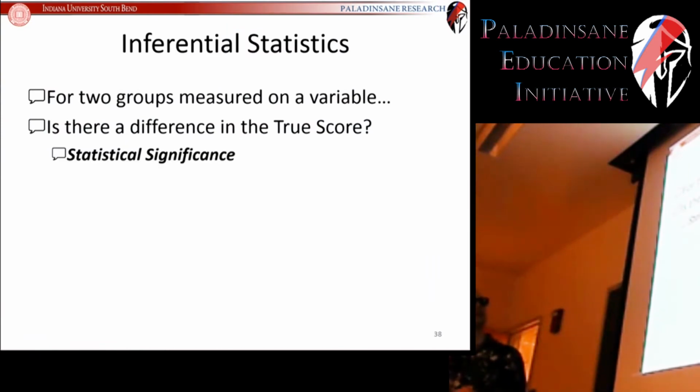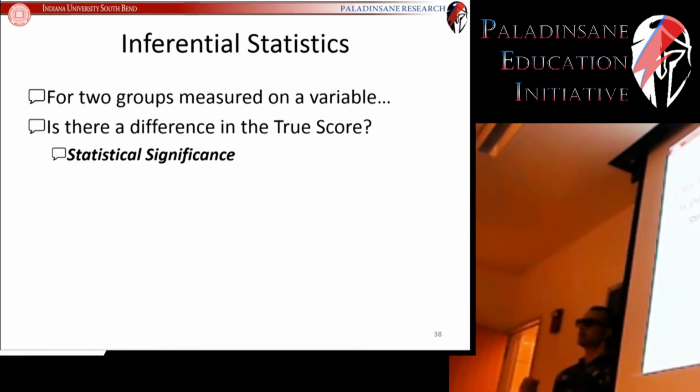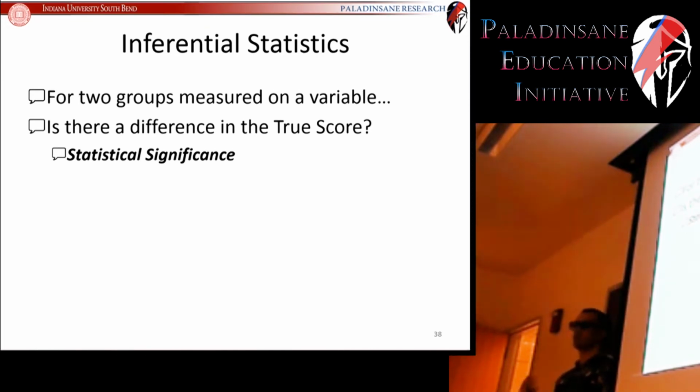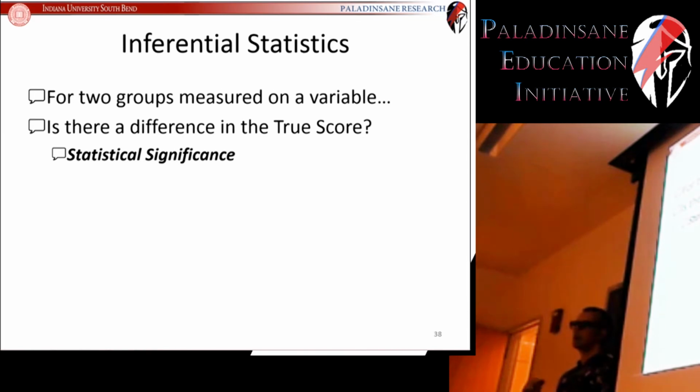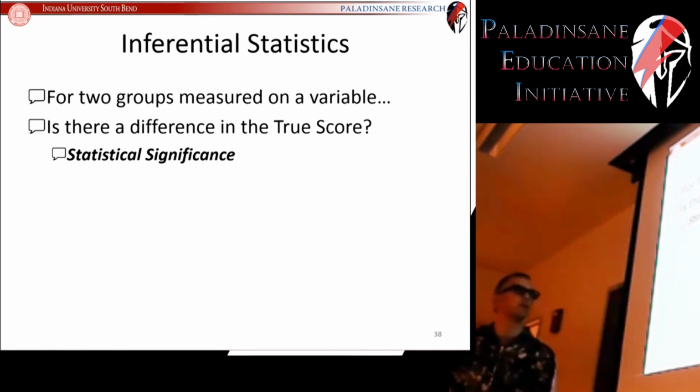So is there a difference in the actual true scores between two groups? That's what we're looking at when we're asking about statistical significance. So you'll hear people often say, oh, was it statistically significant? Did it reach significance? What they really mean is, is there a real difference between the two groups? Not a chance difference, not just a difference on their measured scores, but is there a real difference between the true scores on this particular variable?